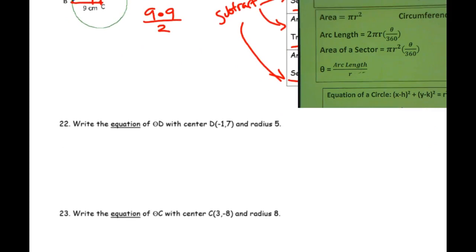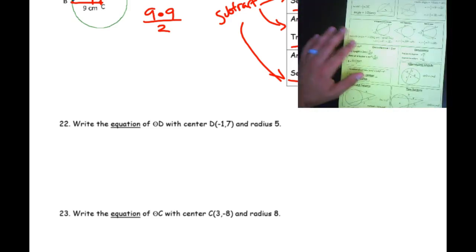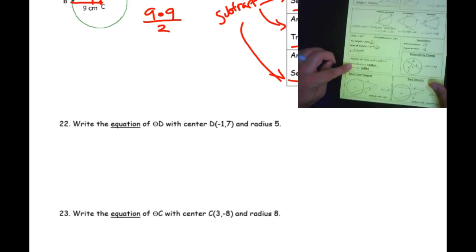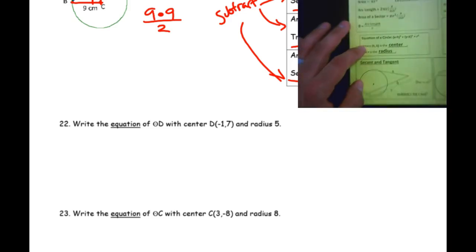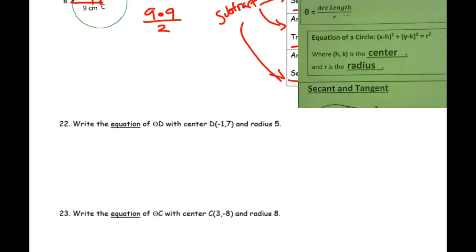Alright, let's talk about equations. Now, again, your formula chart has the equation on here. You just gotta, let's see if we can find it. So, got our formula chart, I'm looking, boom, over here. Equation of a circle. So, if I have a center and a radius, that's all I need for my equation of a circle. The center is h and k, and the radius is r.